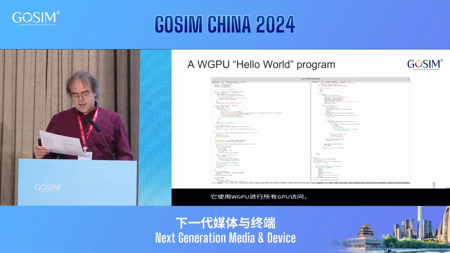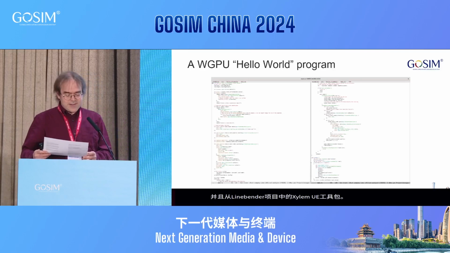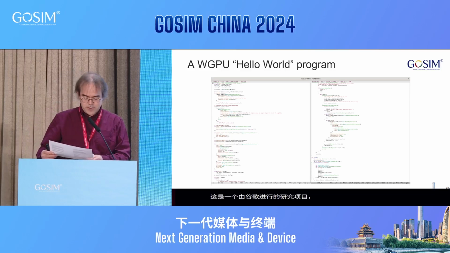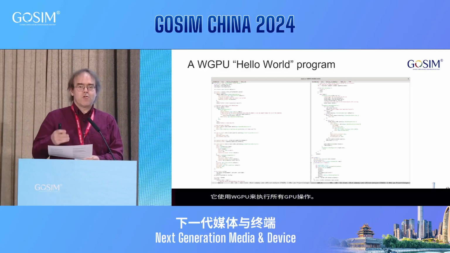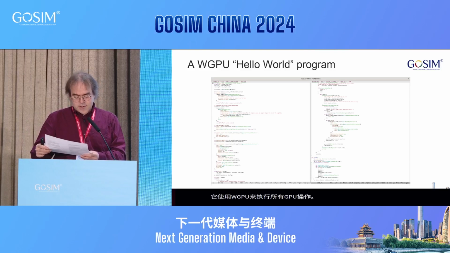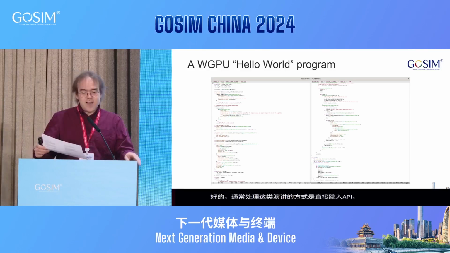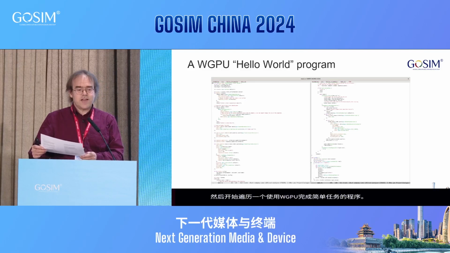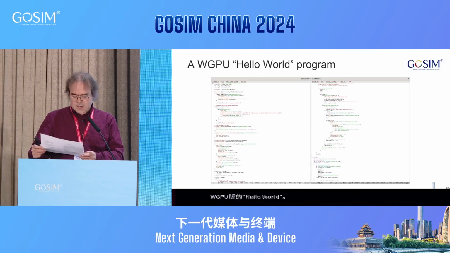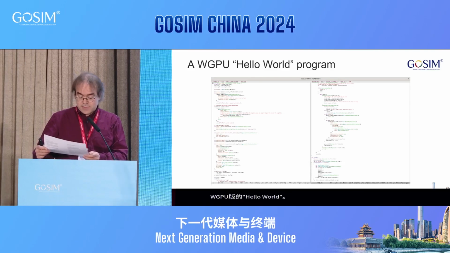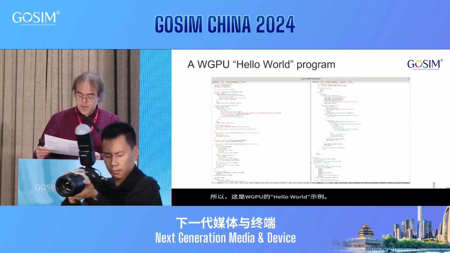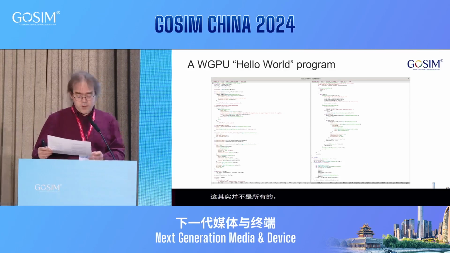Okay, so the usual way to handle a talk like this is to just dive into the API and start walking through a program that uses WGPU to do something simple, the WGPU equivalent of hello world. So here's the WGPU hello world. This actually is not all the code, and it just draws a triangle on the screen. That's all it does. And I could start explaining the difference between a command encoder and a render pass encoder, the hierarchy of invocations, work groups, dispatches, and draw calls, why uniform buffers are always read-only.